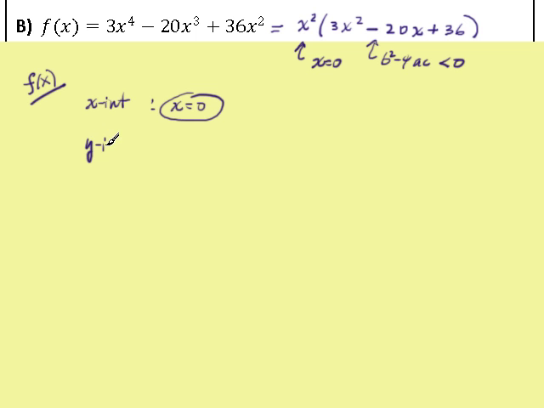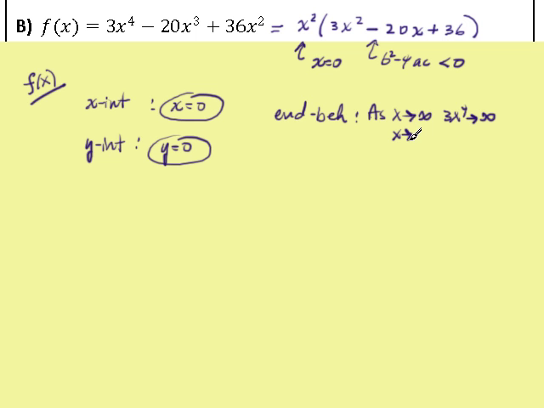And the y-intercept is y equals 0. Now, in end behavior, it's up on the right, up on the left. All right, so as x goes to infinity, so does 3x to the fourth. And it's the same story as x goes to minus infinity because of that even exponent. So up on the right, up on the left.